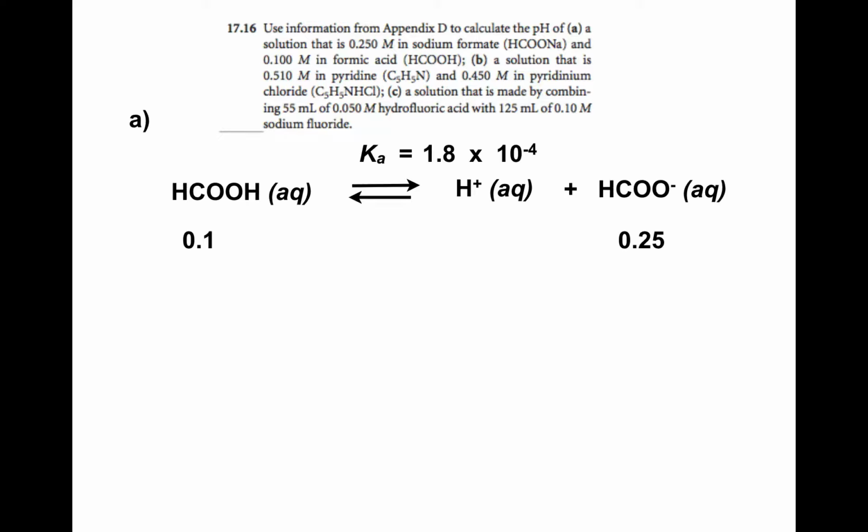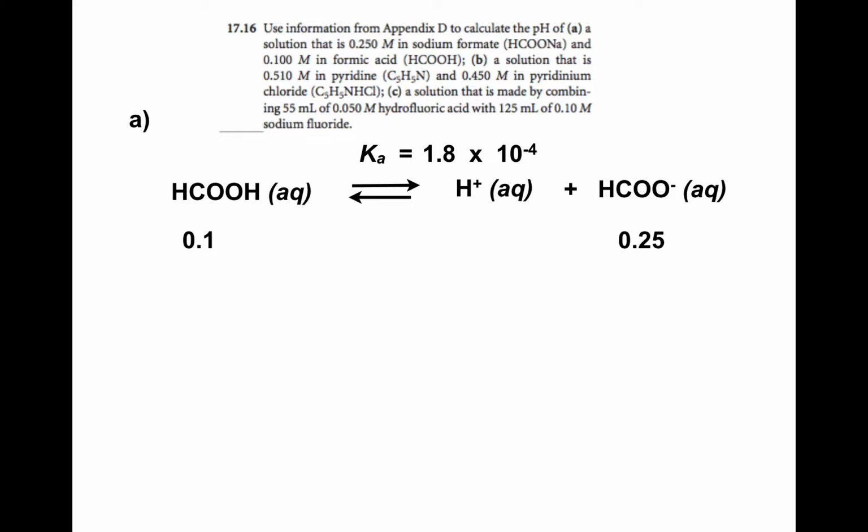Use the information in Appendix D to calculate the pH of a solution of 0.25 molar sodium formate and 0.1 molar formic acid. All right, so this is a common ion problem, right? So you have a whole bunch of the conjugate base of formic acid suppressing the ionization of this weak acid.